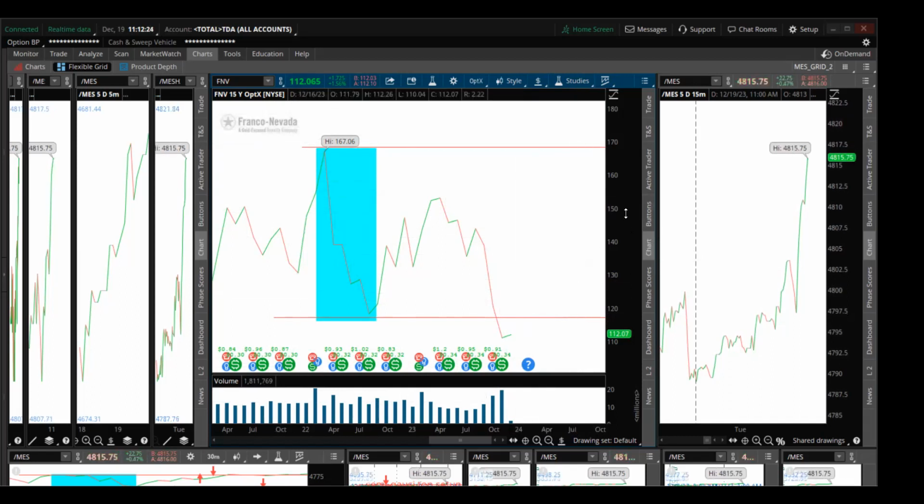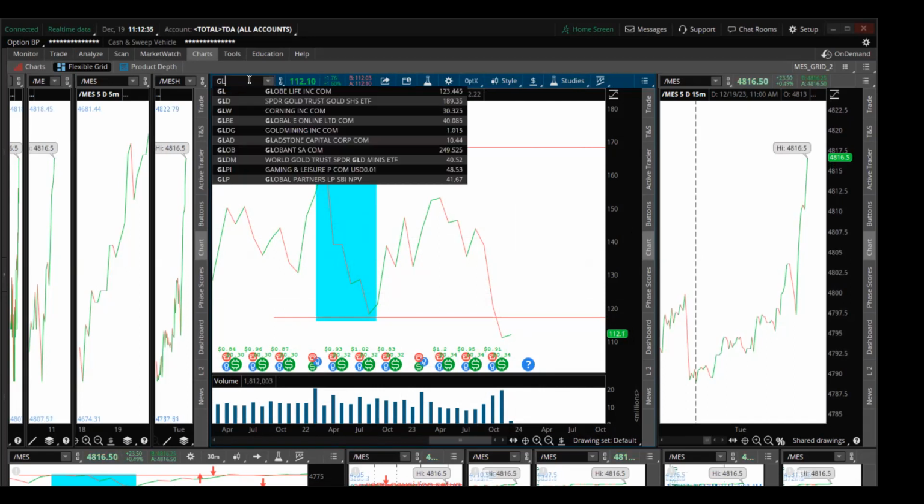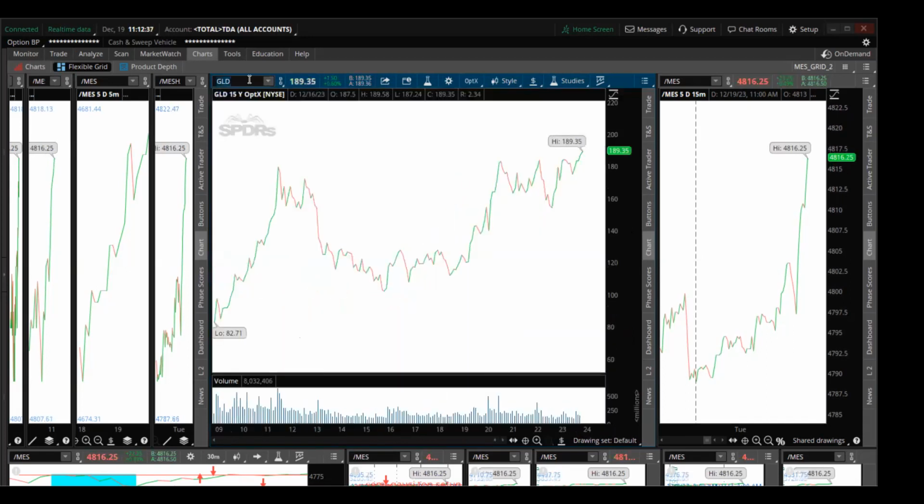Would you mind pulling up a chart of gold? It would be just interesting to compare GLD. Oh, GLD. Okay. Gold is a little complex right now. I don't have a read on that. Okay, that's gold. Let's go.